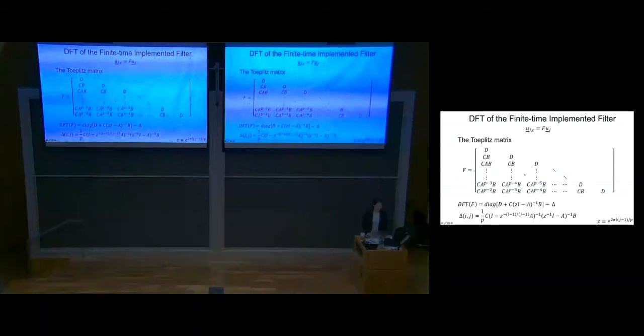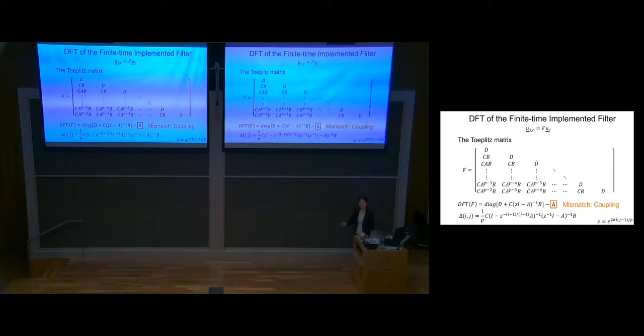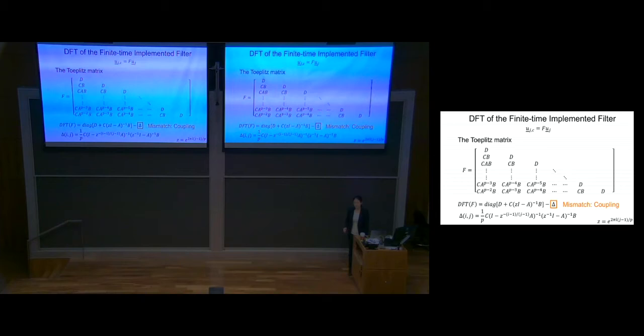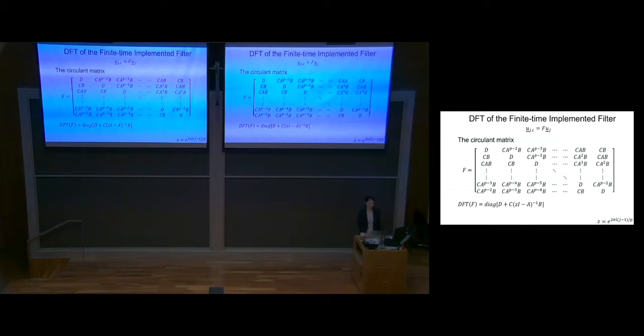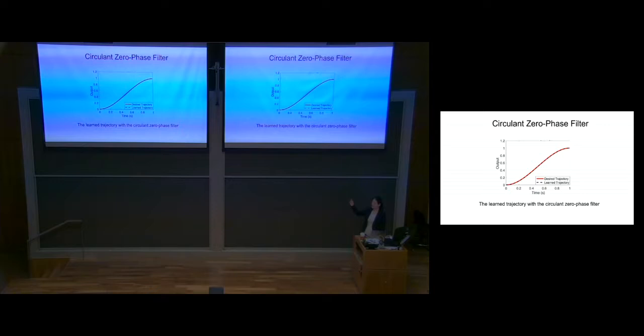We have the coupling between each frequency. That's where the tracking error accumulates. How can we deal with this? We need to get rid of this mismatch. We could fill in the zeros and make this F matrix circulant. If we take the DFT of this circulant filter, we get exactly the H(z) we designed at the very beginning. By using this circulant filter in ILC, we could learn the trajectory that we couldn't when we use the zero-phase filter in MATLAB.